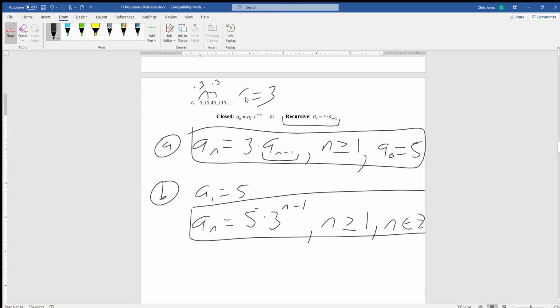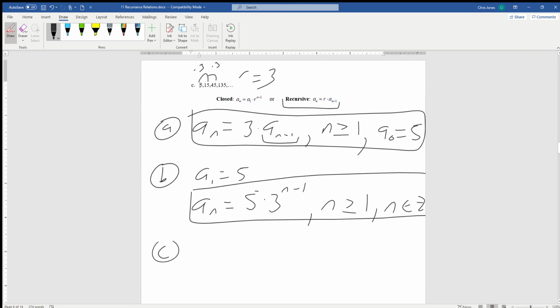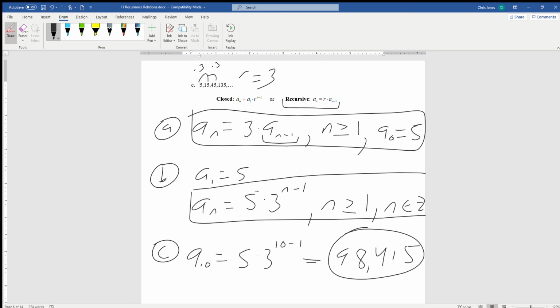And then the last thing that we're asked to do is to find the 10th term in the sequence. Well, we could just go ahead and find a10 readily. 5 times 3 raised to the 10 minus 1 power. And I'm going to compute that really quickly. It's probably not going to be a nice number. It's not too terrible. It's 98,415. Certainly much quicker than going through and doing the recursive method.